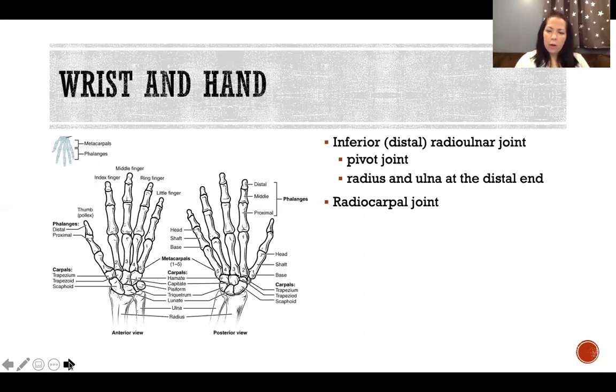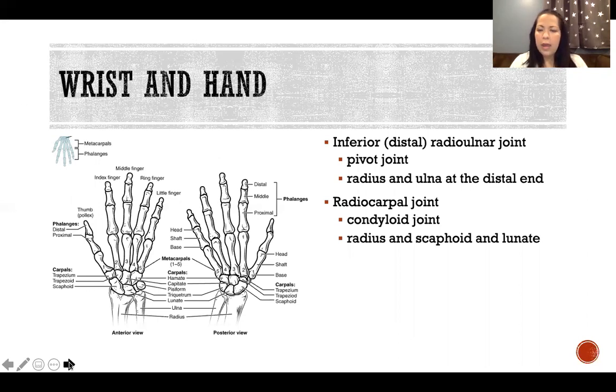Then the radiocarpal joint, that is the articulation between radius and scaphoid and lunate, two of our carpals. So when we move the wrist like this or like this, those are actions of the radiocarpal joint. So that is a condyloid joint. The dominant action is flexion and extension, and then the secondary non-dominant action is add and abduction, or ulnar and radial deviation.